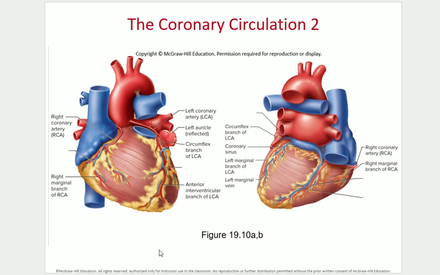Critical because it supplies blood to the left side of the heart. So it supplies blood to the left side of the heart, the apex, part of the right side of the heart, and a blockage would disrupt that blood flow into the heart.